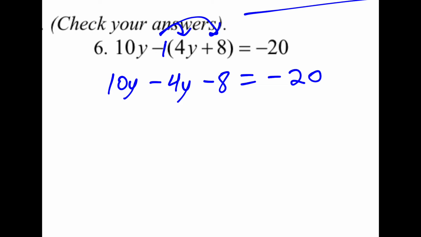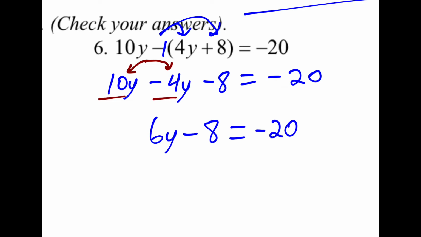Then you might notice that I have two y terms that can be combined. They're both on the left side of the equal sign, 10y and 4y. So I look at the coefficients, 10 and minus 4, and I put those together. So I have 6y minus 8 is equal to negative 20.